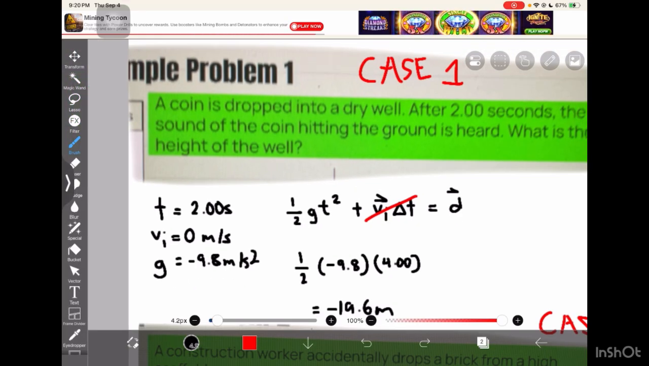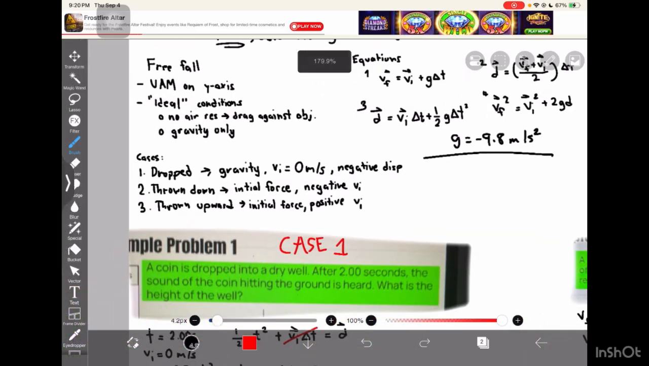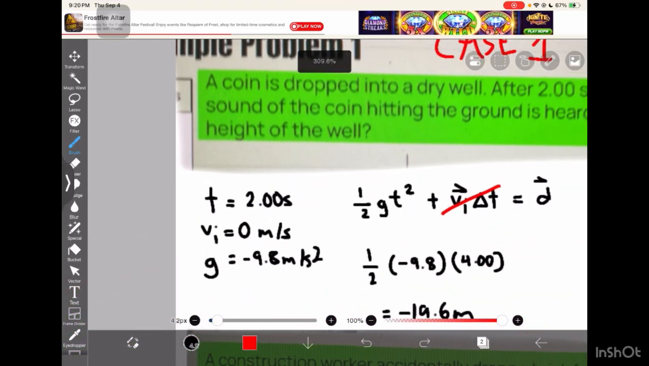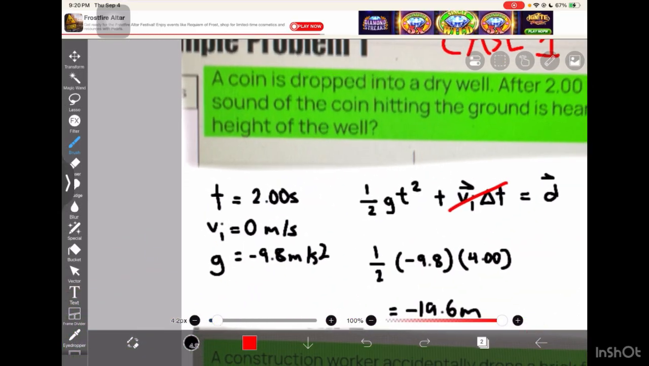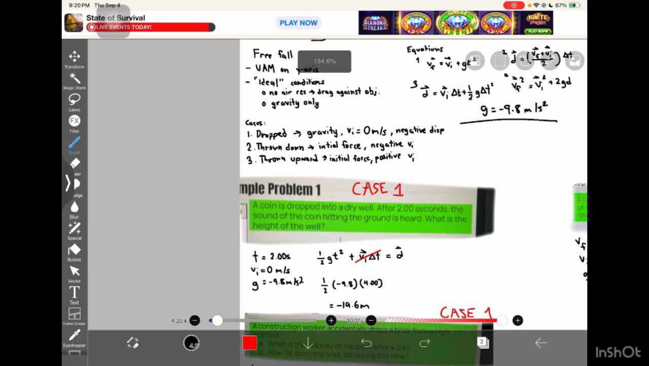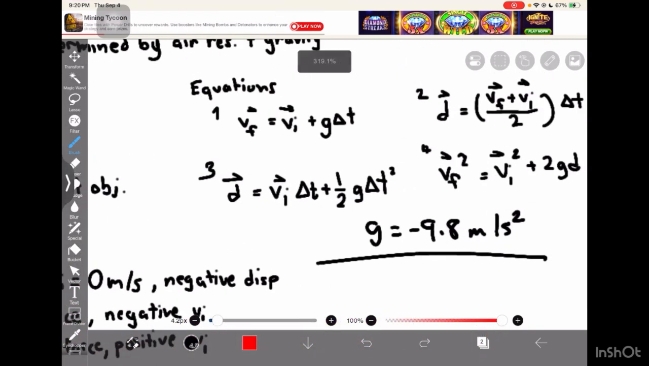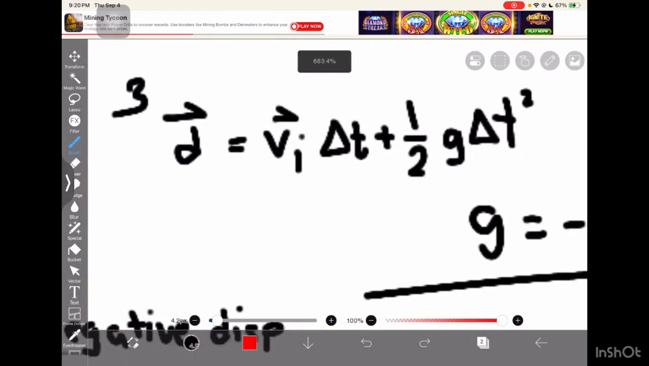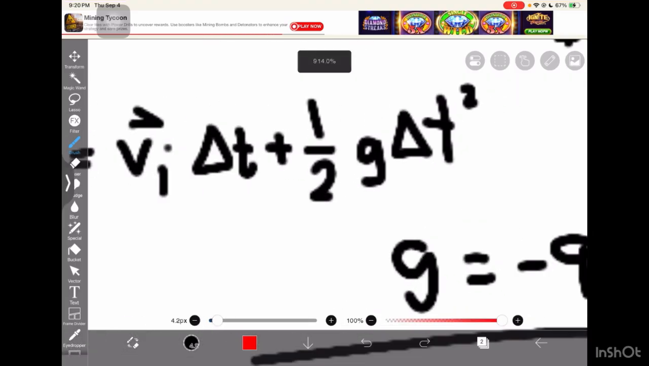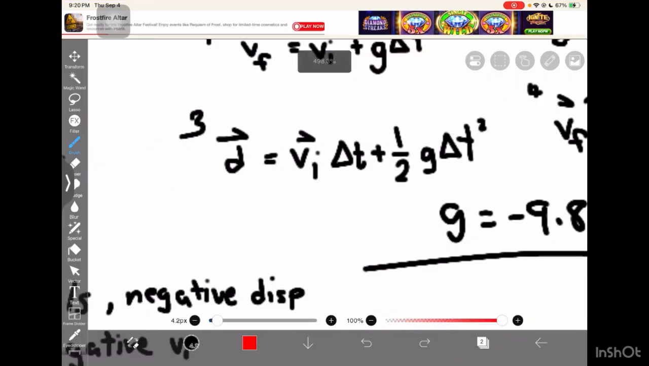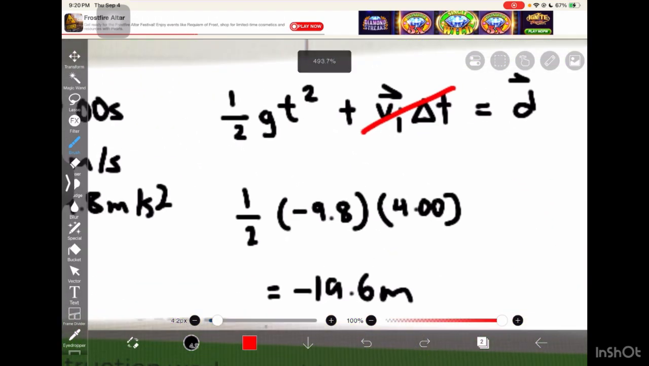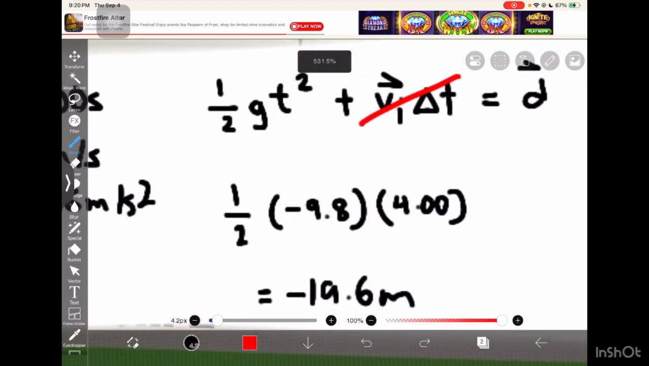So we need to find the formula that we can use to find displacement using V sub I, T, and G. That right here is equation 3. So we have V sub I, we have T, we have G, and once again we have T squared. Let's plug in the values.